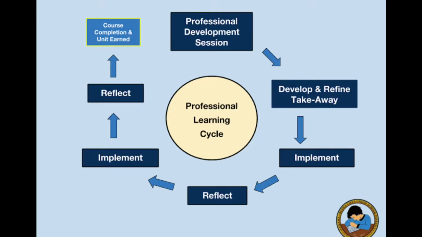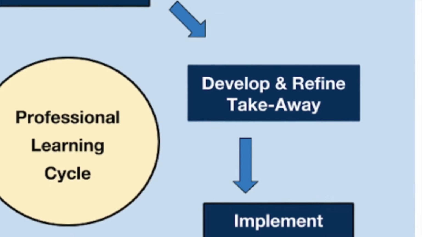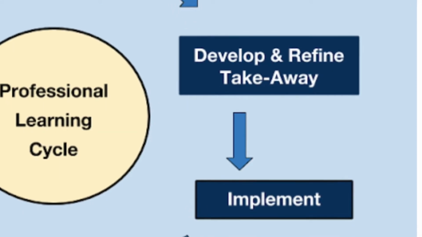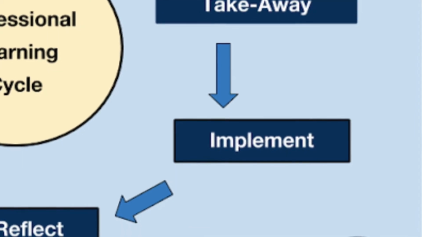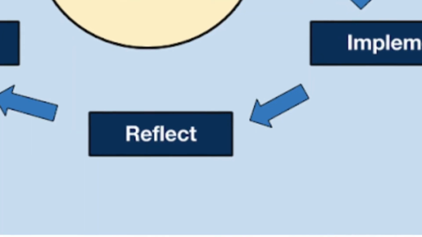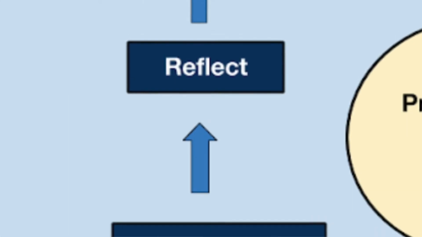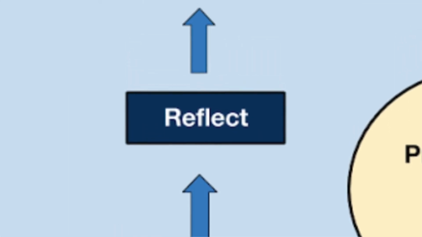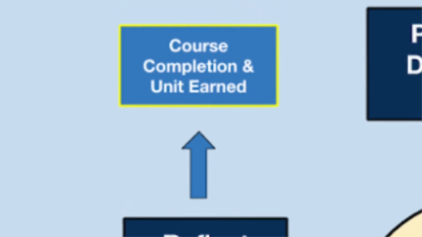The professional learning cycle repeats throughout the year. It starts with 7 hours of seat time during the professional development session. Afterwards, participants develop their takeaway activities in which they implement a strategy they learned during the session, and they do this with their own students. Participants then reflect upon this implementation using a reflection template. Afterwards, they implement an additional item they learned from the session and then use the reflection template to reflect one more time. At the end of this cycle, the participants receive a certificate of completion as evidence of the unit they've earned.